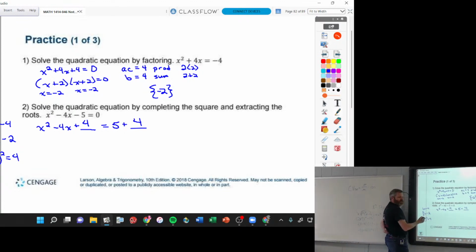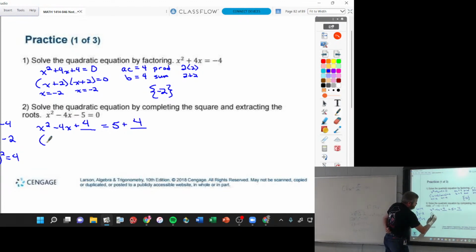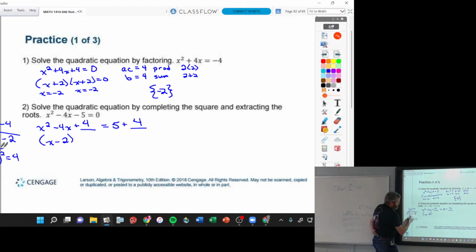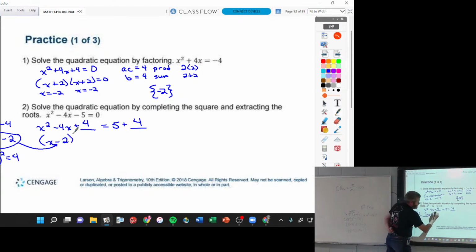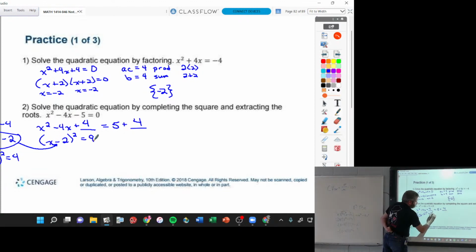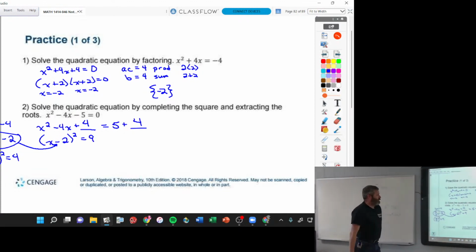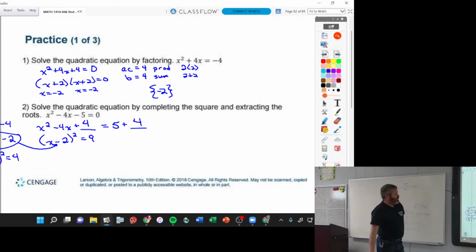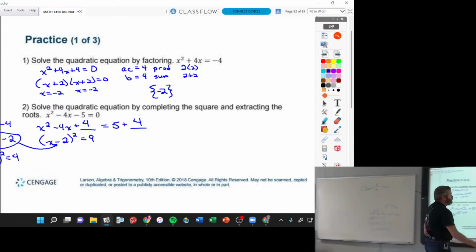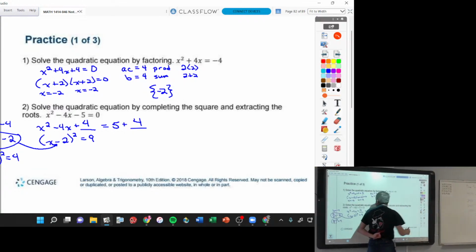Because I was very specific in choosing that 4, it factors easily. This is going to factor into x minus 2. And again, look at this negative 2. There it is when you're factoring. So I have x minus 2 squared equals 9. So I've completed the square, and now I'm going to go ahead and extract the roots. To extract the roots, I will take the square root of both sides.